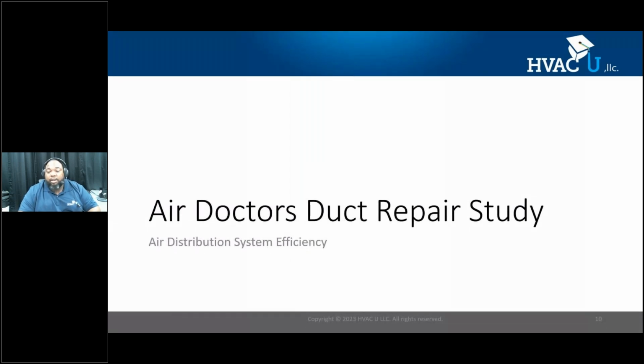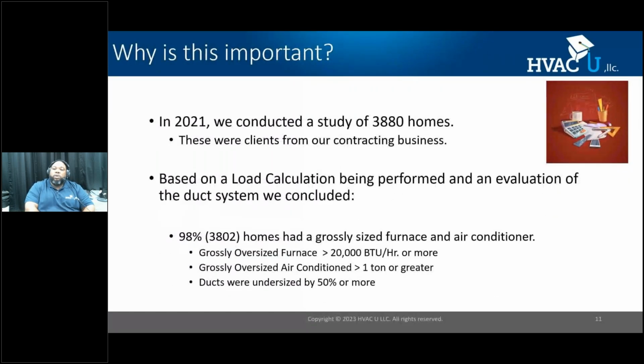This is our Air Doctors duct repair study that our home performance company performed in 2021. It's basically just to test how important air distribution systems and how they work are, a significant impact to heating and cooling systems. So in 2021, we were physically in about 3,800 houses, the exact total 3,880. And these are clients from our home performance contracting business.